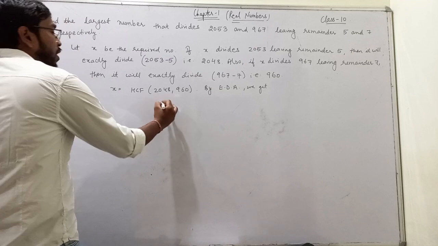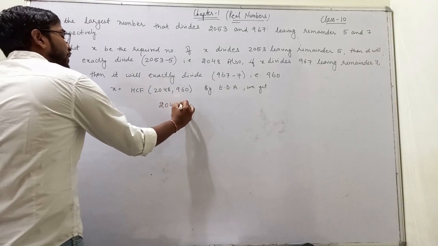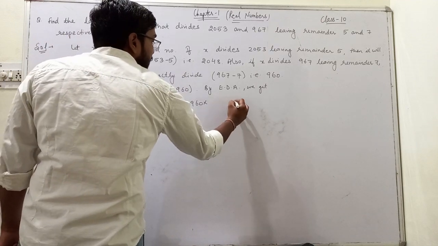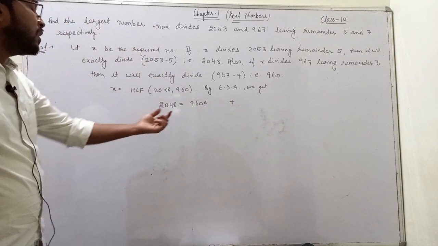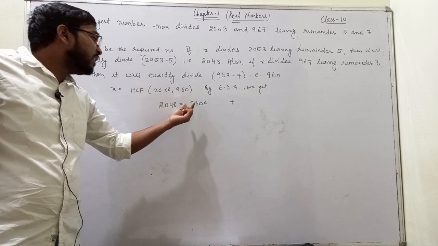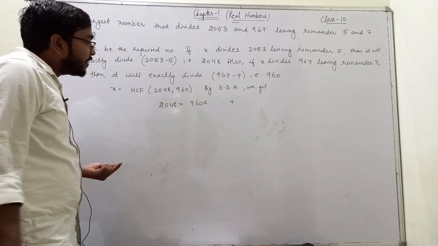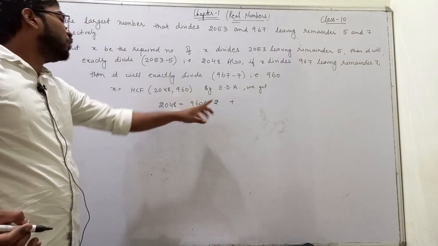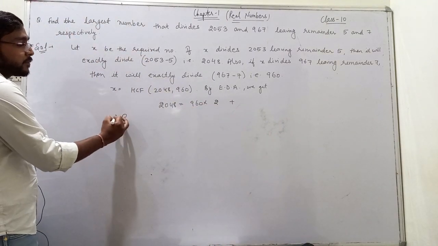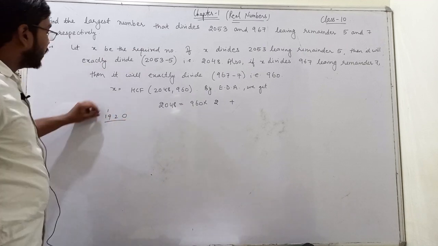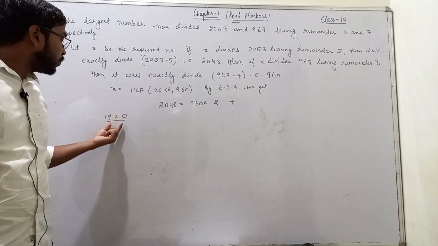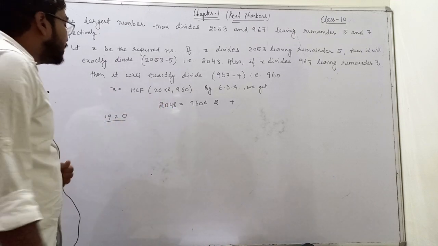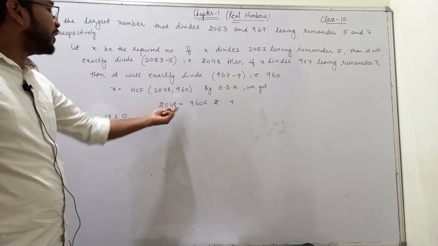So we get 2048 equals 960 times something plus something. Now 2048 will be divisible by 960 if I multiply it 2 times. If I multiply 960 by 2, the result will be 1920. And if I subtract 1920 from 2048, the result will be 128.